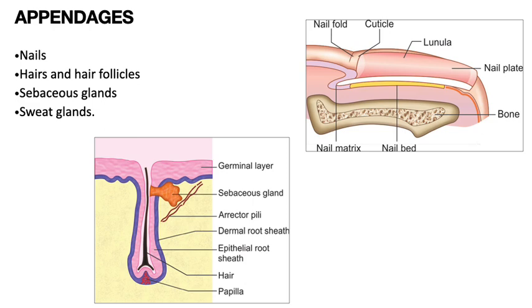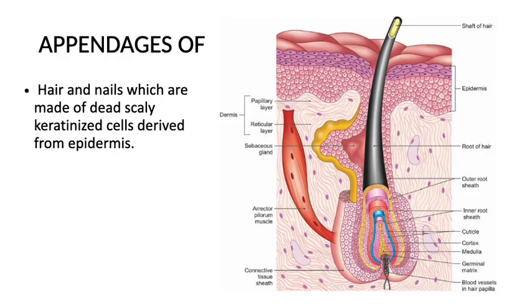Skin, we say, and its appendages. What are appendages? So the nail, hair, sweat glands, sebaceous glands, these are the appendages. ये दिख रहा है आपको डायग्राम में, ये nail है. This is to show you the hair and the hair follicle. Here there is a sebaceous gland, sweat gland is not shown here. Hair and nail are made up of dead scaly keratinized cells derived from epidermis.